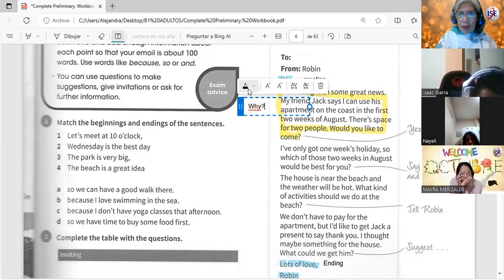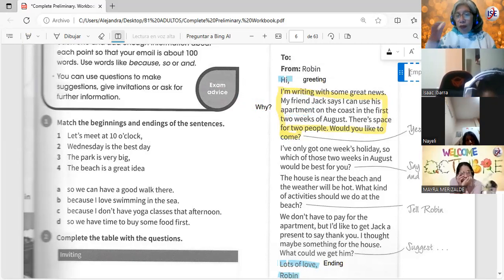In this case, my friend Jack: I'm writing with some great news. My friend Jack says I can use his apartment on the coast in the first 2 weeks in August. There is a space for 2 people. Would you like to come? Le está escribiendo para invitarlo. So that's the why.